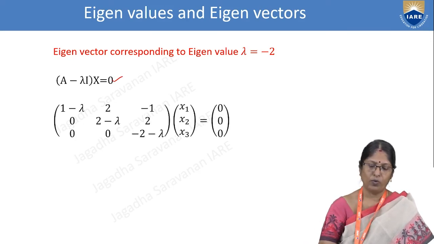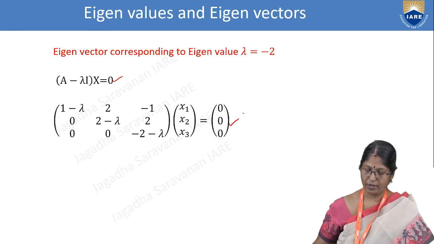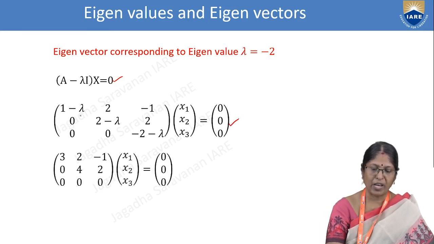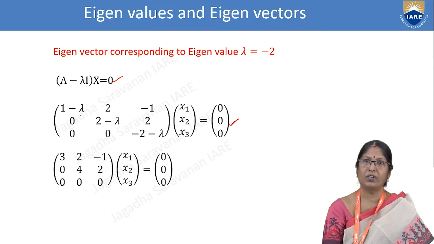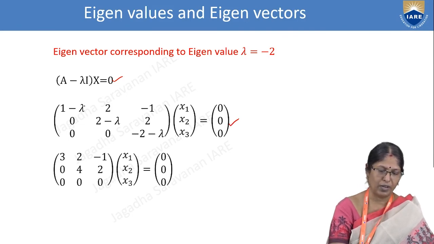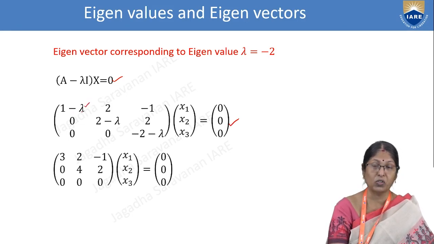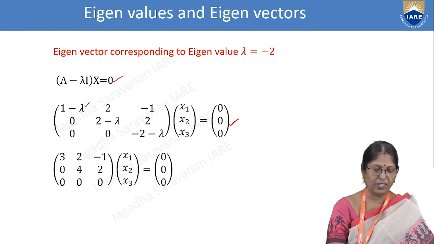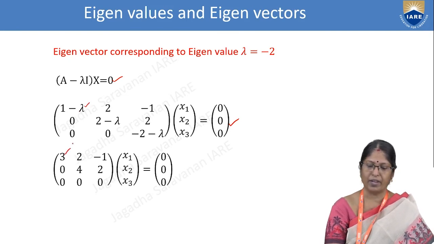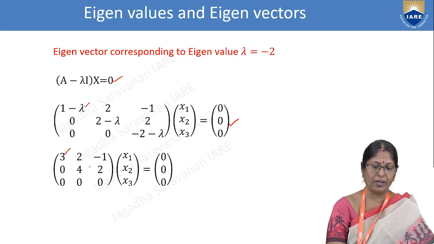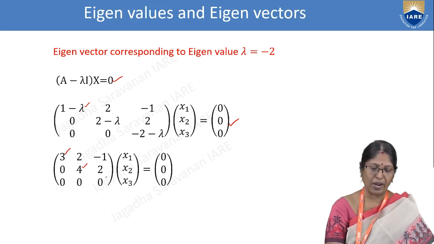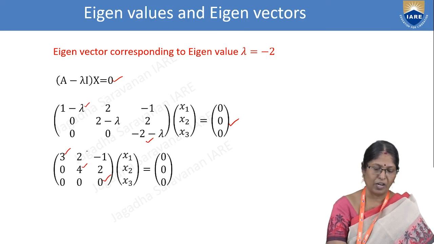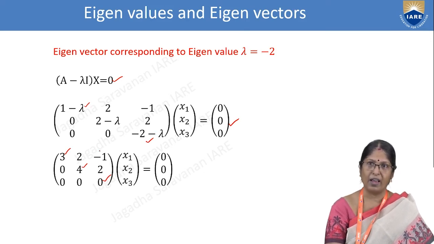Now that is a matrix. In place of lambda we are going to substitute minus 2. So here we substituted 1 minus of minus 2, that is 1 plus 2, we got 3. 2 minus of minus 2, so 2 plus 2, 4. Minus 2 minus of minus 2, minus 2 plus 2, it is becoming 0. Remaining other elements are written as they are.